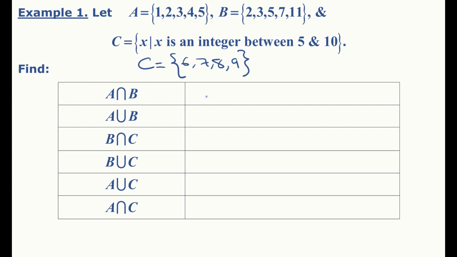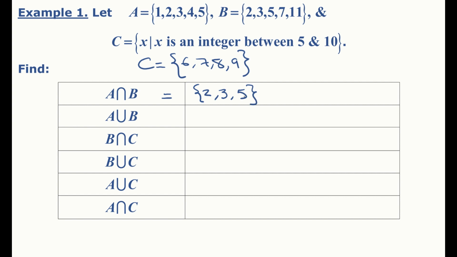All right. So for A intersect B, we're going to get the set. We notice 2 is in both A and B, 3 is in both, and 5 is in both, and that's it. So the set containing 2, 3, and 5. That's the intersection of A and B.